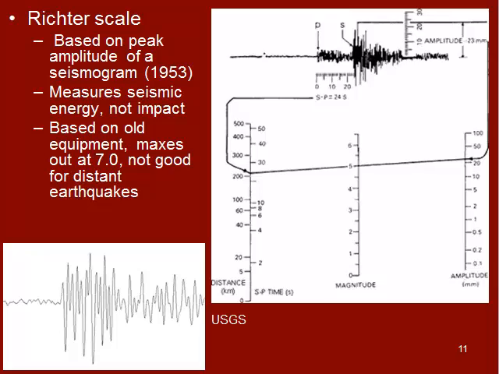This Richter scale is great for measuring seismic energy, but not the impact of the earthquake. Some drawbacks are that it is based on old equipment developed for California-type earthquakes, and it maxes out at 7.0. So if we have a bigger earthquake than that, there's no way to tell, we just know it's greater than 7.